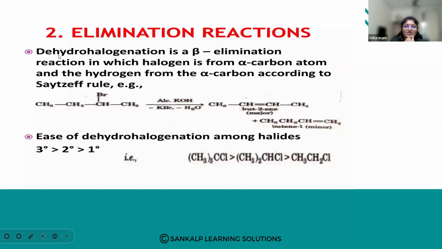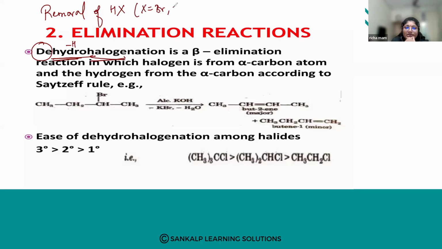So the elimination reaction is dehydrohalogenation. What do you mean by dehydrohalogenation, students? Hydro means hydrogen, and D means removal. Whenever you have the word D, it means removal of hydrogen and halogen. Your X can be Br, Cl, etc. So it is the removal of hydrogen halide.